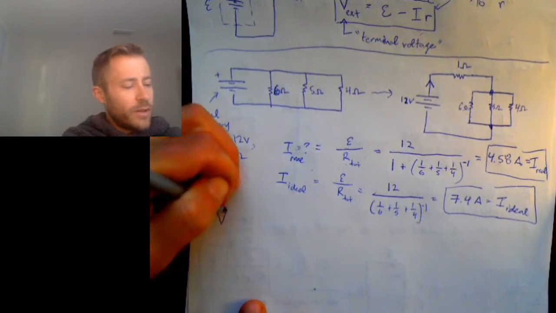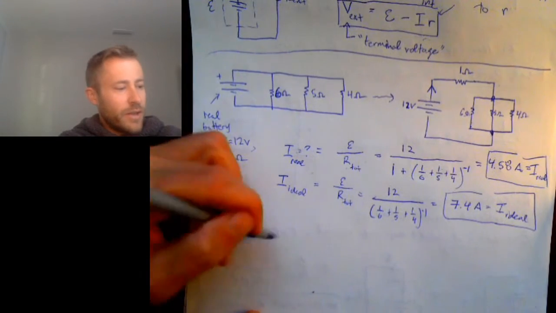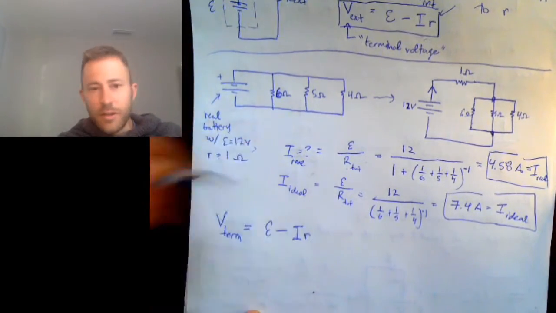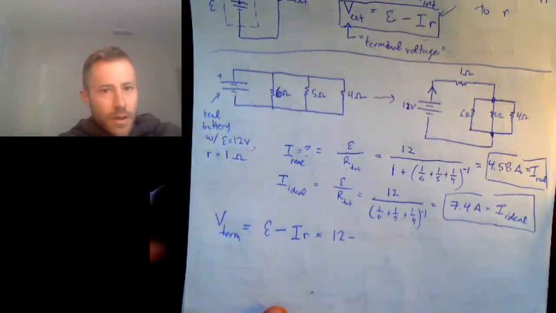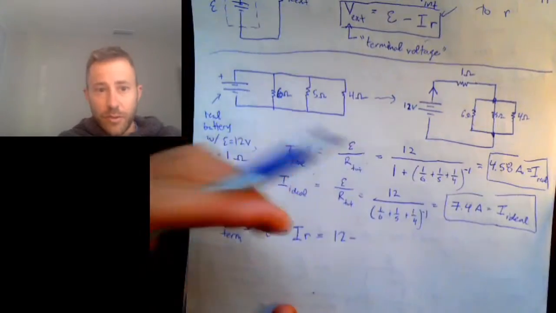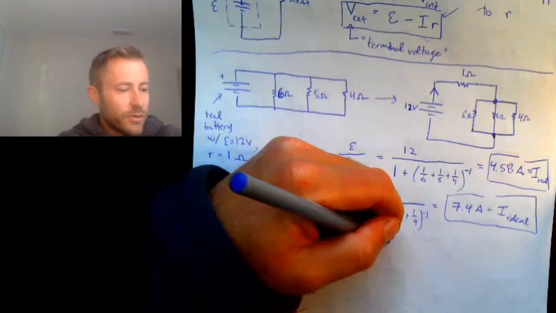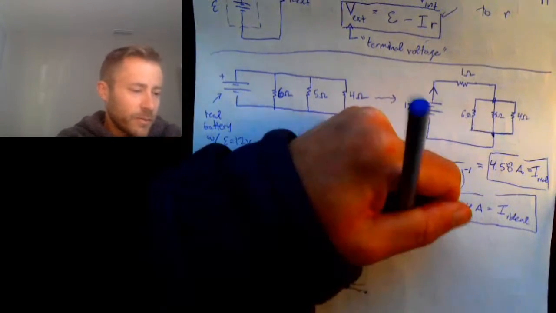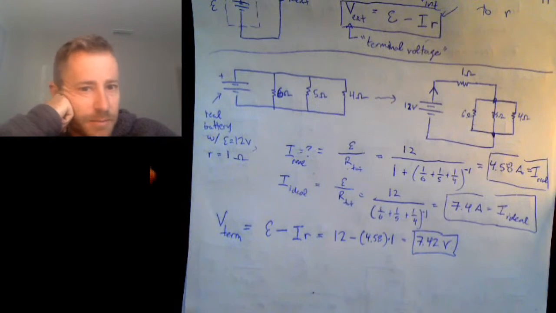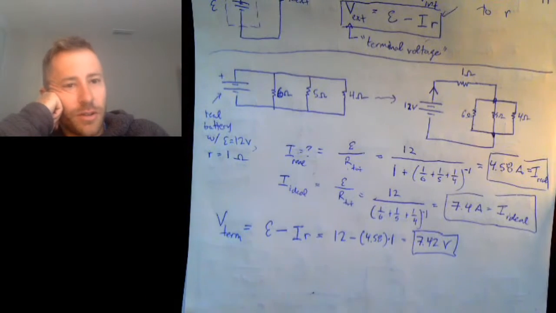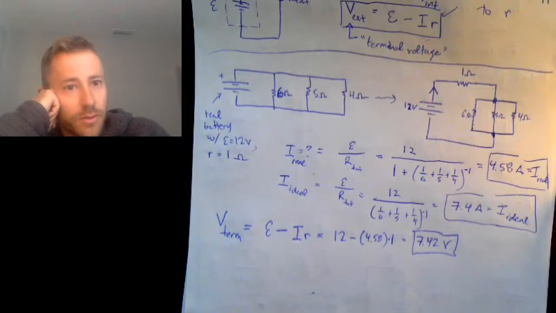So another thing I could ask is, what is the terminal voltage? The terminal voltage, remember, is the EMF minus the voltage drop across the internal resistance. So the EMF is 12. And then the current, we're going to use the current that actually flows, not the ideal current. So 4.58 times the internal resistance value, which is 1 ohm. And so that is going to give us 7.42 volts. So you are expecting to get 12 volts, but you hook it up to your circuit and you only get 7.42. Again, that's a big difference. So in certain situations, the internal resistance is incredibly important.